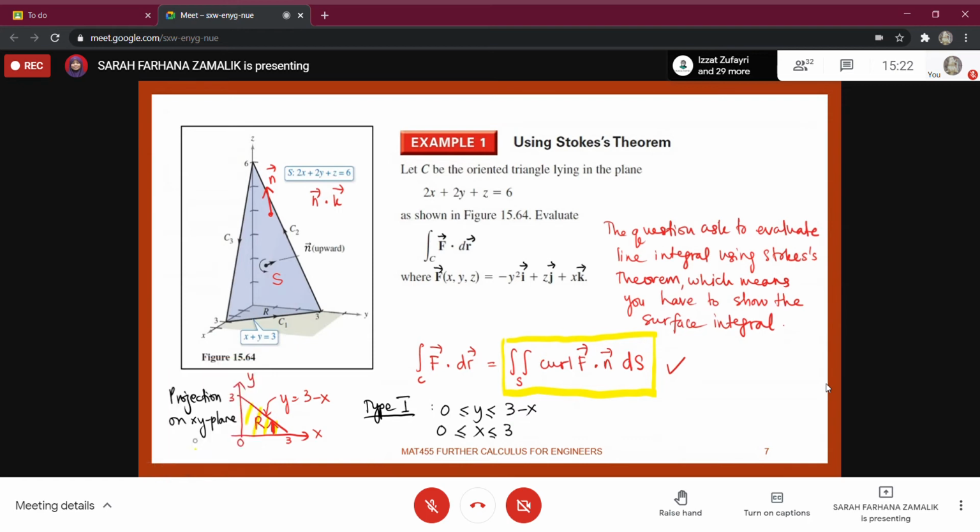Bila nak guna Stokes Theorem, remember relationship dia apa tadi? Curve C and also surface S. So make sure you understand. And then for Stokes Theorem je macam ni, okay? Dia baca soalan, example 1. Okay, baca dulu soalan and then understand the question given to you here. Dia nak apa? Cuba bagi tahu saya.